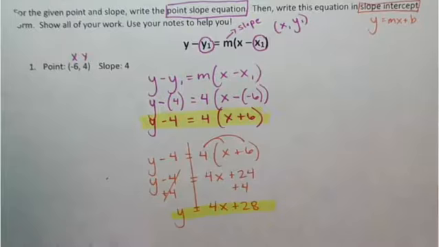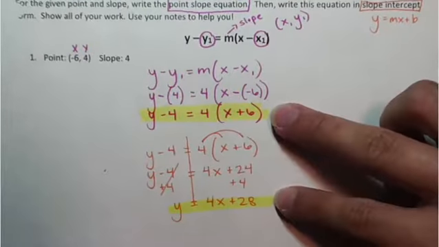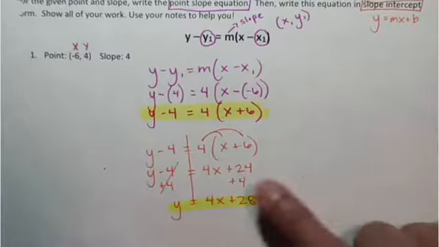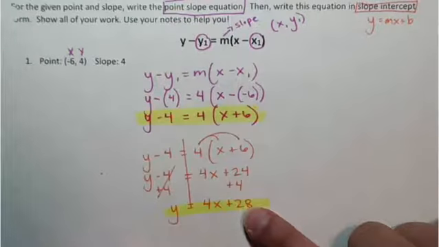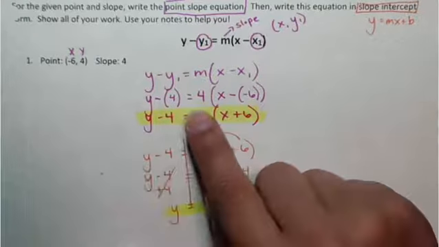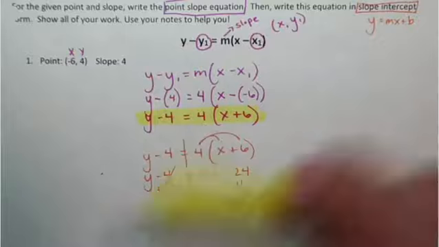Now remember, both of these forms represent the same thing. It's just when we graph them, we want to get it in the slope-intercept form. When we're given a point and a slope, it makes sense to plug into the point-slope formula.